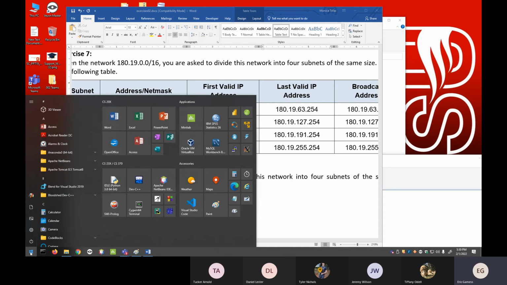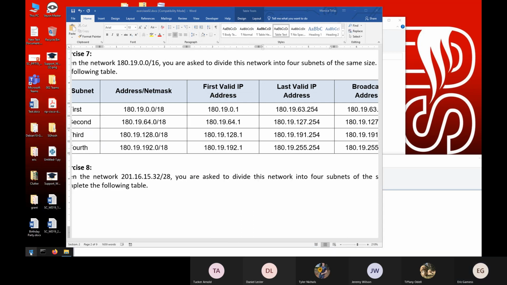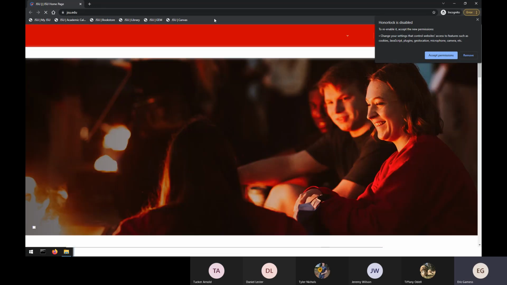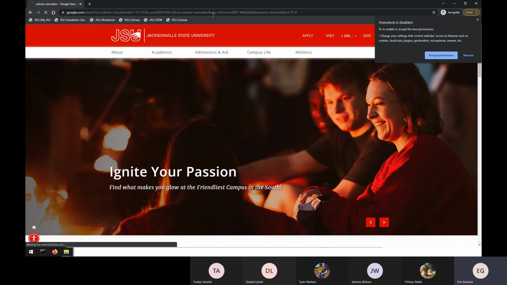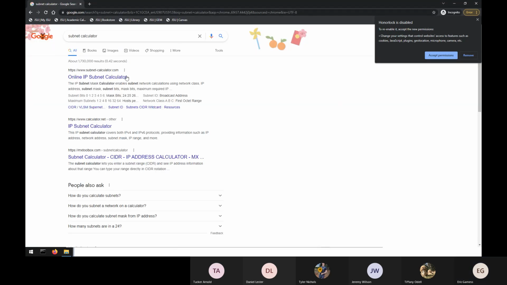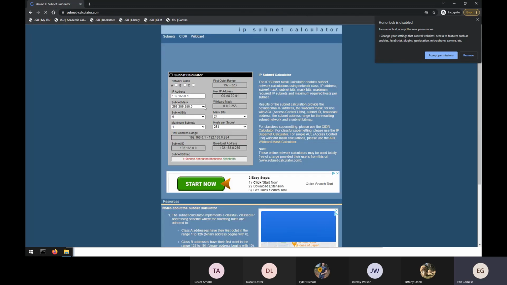I need to run Chrome. Okay, so subnet calculator. I don't know. I've never used this one. Let's try it.